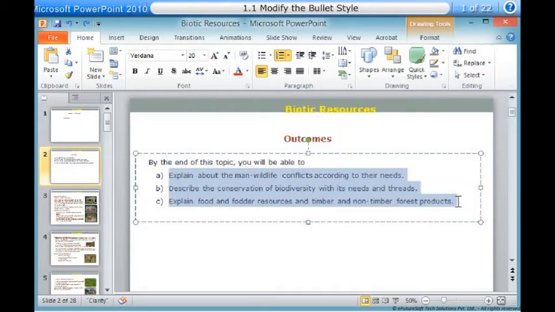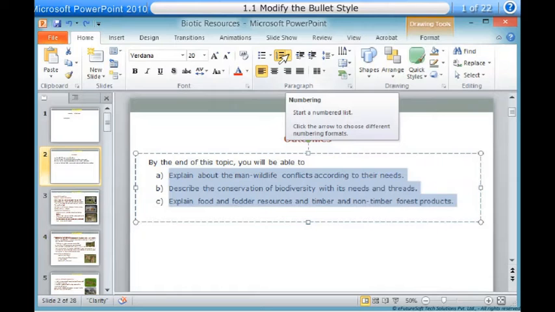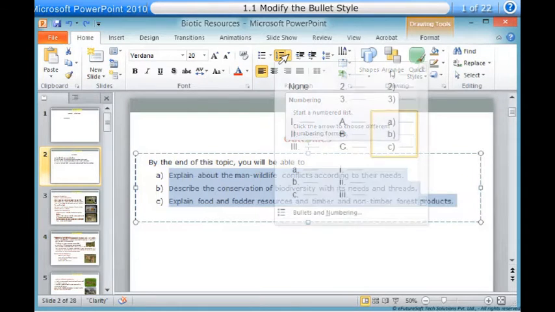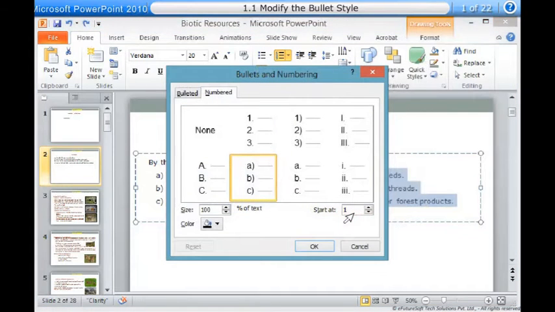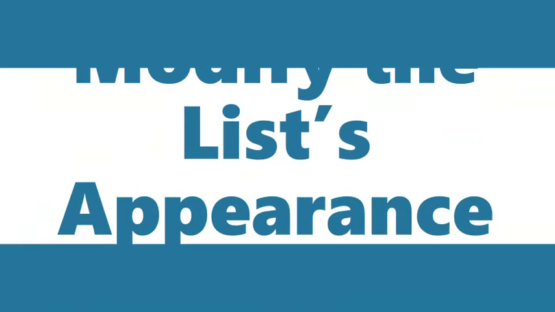1. Select an existing numbered list. 2. On the Home tab, click the Bullets drop-down arrow. 3. From the drop-down menu, select Bullets and Numbering. A dialog box will appear. 4. In the Start At field, enter the desired starting number. 5. The list will update the numbering to begin with the new number.